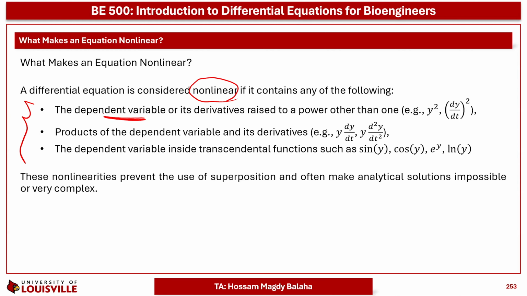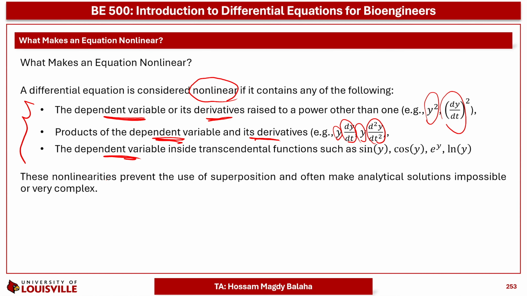The dependent variable or its derivatives are raised to power other than 1. For example, y squared or dy by dt raised to the power of 2. Also, if the dependent variable or the derivatives are products. For example, when you multiply y by dy dt or y by the second derivative of dy dt. Also, if you put the dependent variable inside transcendental functions such as sine, cosine, exponential, or log. So if there is any manipulation between the dependent variable and or the derivative, then it's considered as a nonlinear.